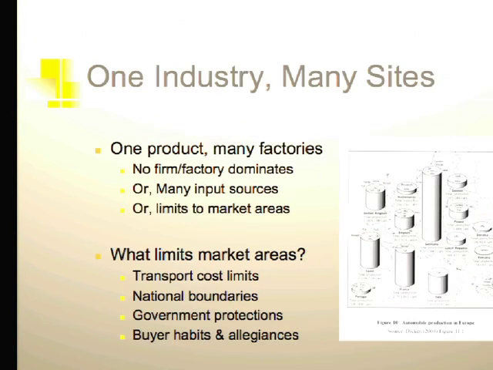Now, more typically, you have one industry putting out one product from many sites. This is a map of car production in Europe, 2003. You can see all these different European countries have some car production. Now, a car is kind of one product in a sense. But in the car industry, no one firm dominates. There are many firms. There may also be many input sources, as in steel. In cars, not so much. Or limits to market areas. And limits to market areas is a very important phenomenon in industrial location.